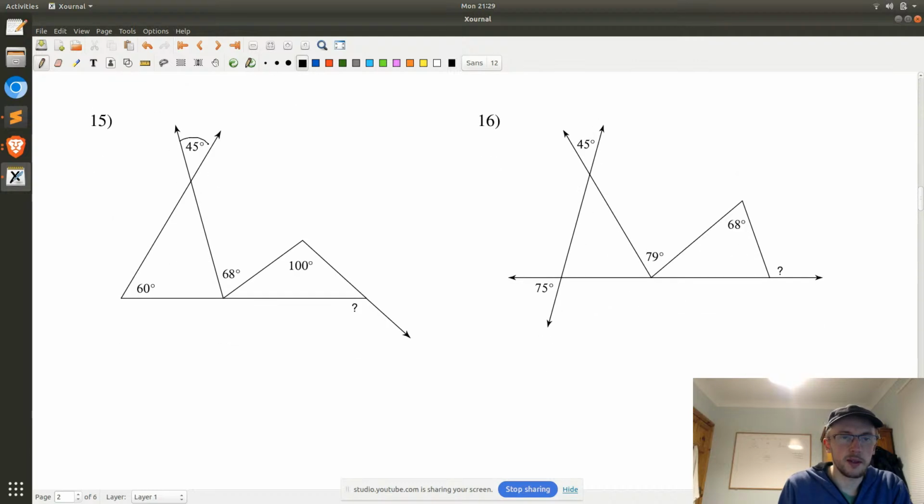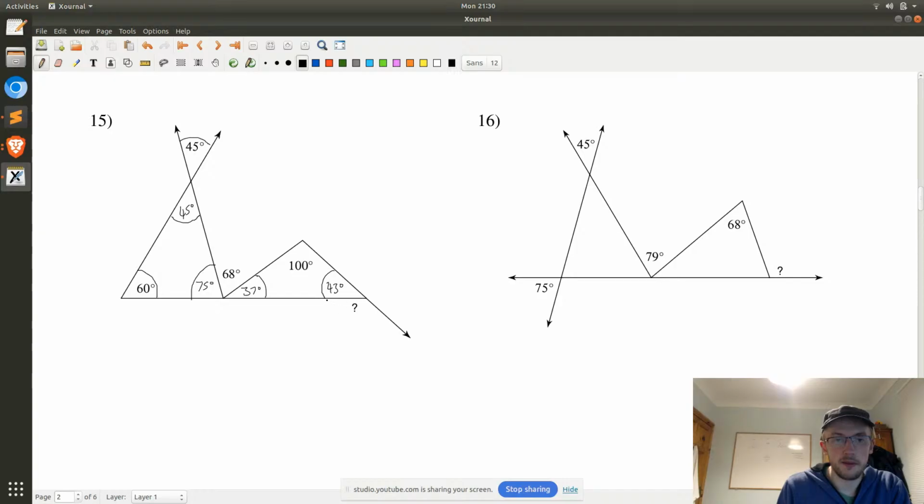This is 45 degrees here, and this is vertically opposite, so it's 45 degrees as well. 45 add 60 is 105. Take that from 180, and that's 75 degrees. 75 add 68 is 143. Take that from 180, and that's 37. 100 add 37 is 137. Take that from 180, and you get 43 degrees.